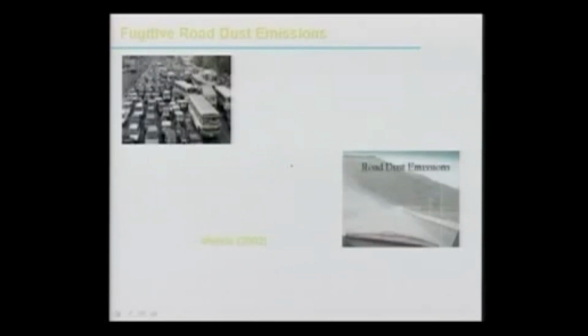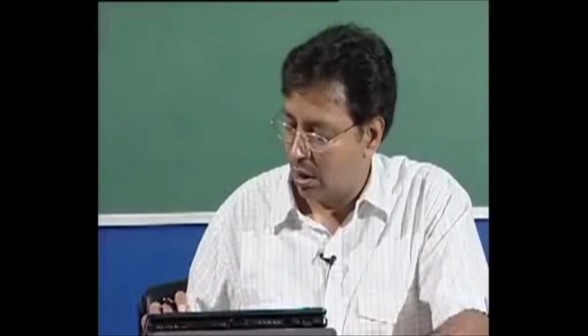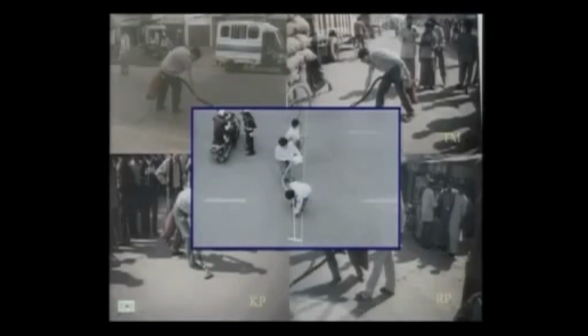The fugitive road dust emission is important, as you can see here. So how is this done? First of all, you do the dust collection across the road. How the dust collection is done is shown through the picture here. What you see here is the road. You take some strip of the road, and what you are really interested in is cleaning this road.